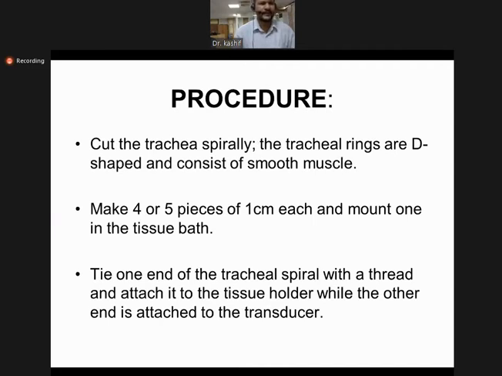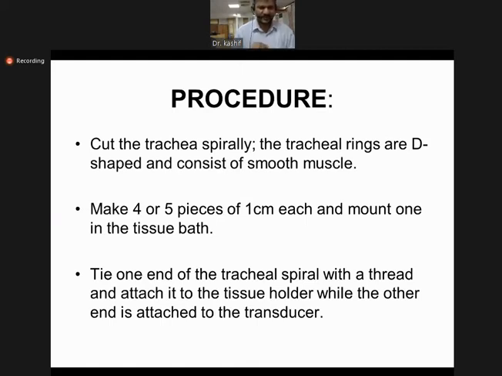Okay, after you dip this trachea into the Krebs solution, make 4 or 5 pieces. Again, you further cut down this 5 centimeter trachea. Take the trachea of 1 centimeter length, because this tissue is enough to start the process in the PowerLab system. 1 centimeter tissue length is required to operate the procedure.